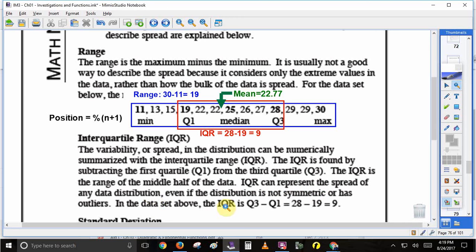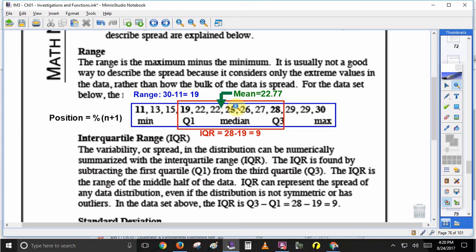So in the data set above, the IQR is Q3 minus Q1, which is 28 minus 19, or 9. Let's pause this for a second and talk about what the heck Q1 and Q3 are, and what the median is for that matter.